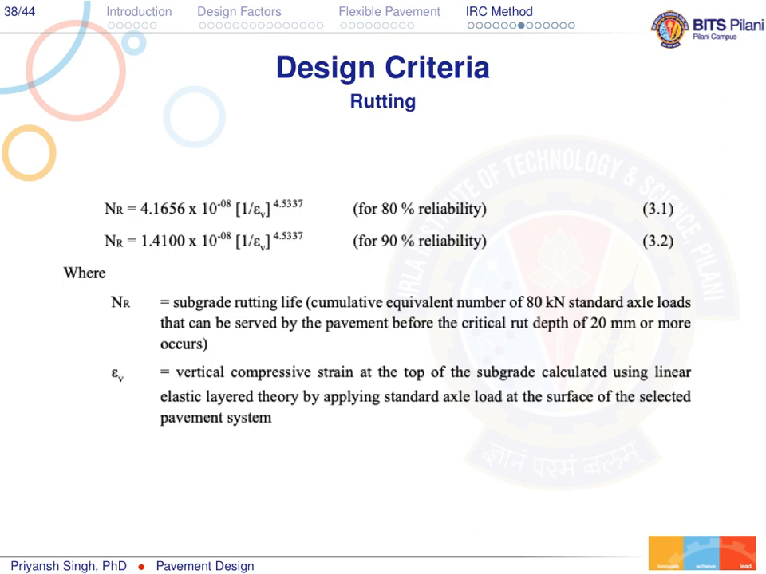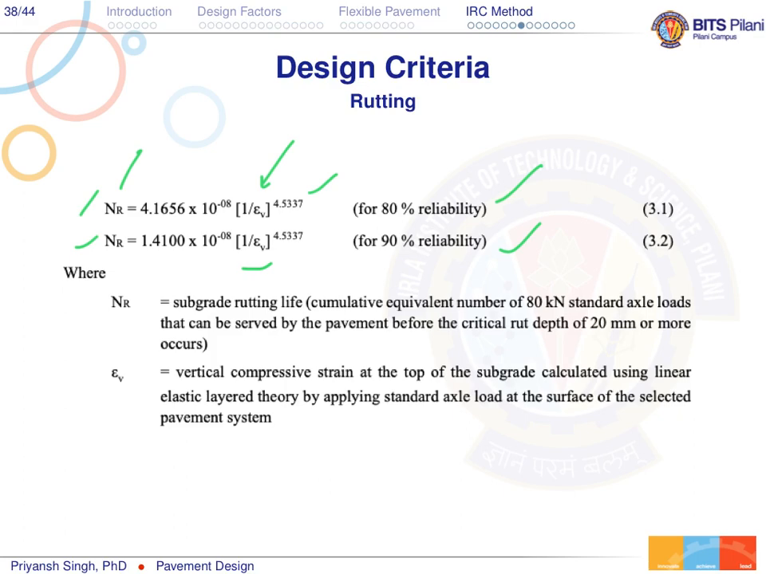Let's see the rutting criteria. The rutting criteria for 80% and 90% reliability can be estimated by using these two expressions. Here, this EV is the vertical compressive strain estimated from the IIT PAVE software. Rutting here is defined as the subgrade deformation of more than 20 mm. So whatever strain you have estimated, if you input that strain in these equations, you will be able to calculate the number of passes the pavement can serve without failing in rutting.